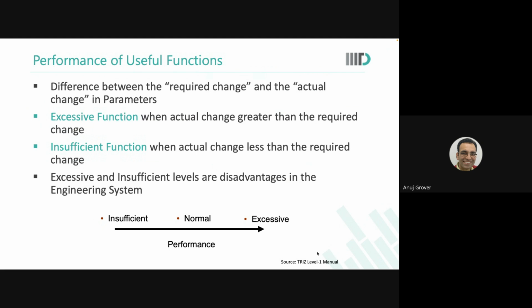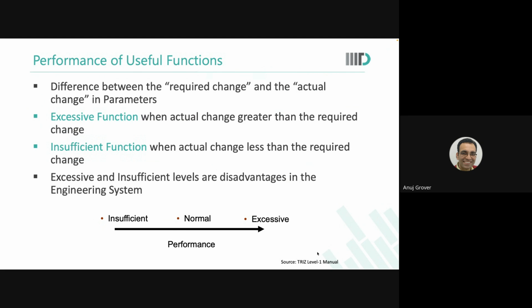For example, let us say we want to change the temperature inside this room. We want to have the temperature at 28 degrees Celsius. But the AC is only able to take it to 30. Then it is insufficient. If it takes it down to 28, that is normal. If it takes it down to 25, it is excess. So how far does it go in our desired direction? So it is not a harmful function.